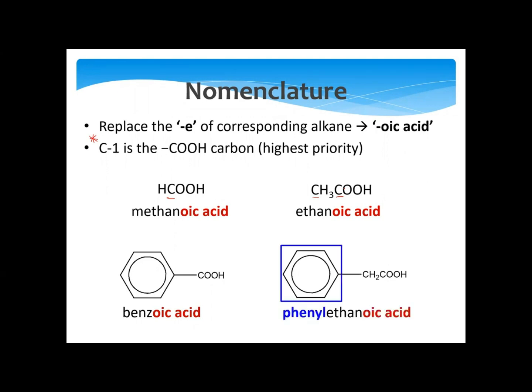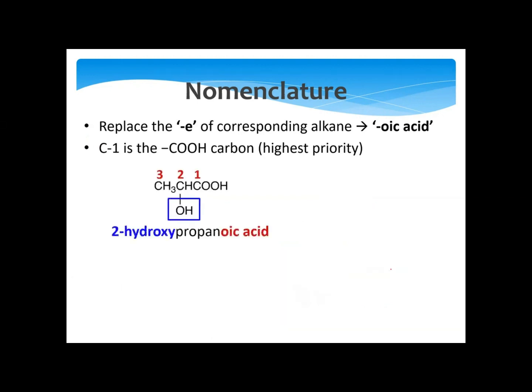And the last one also has 2 carbons, as in the side chain. There are 2 carbons. We consider the benzene ring here as a substituent. So it's phenylethanoic acid. Okay, phenylethanoic acid. Moving on to more examples.